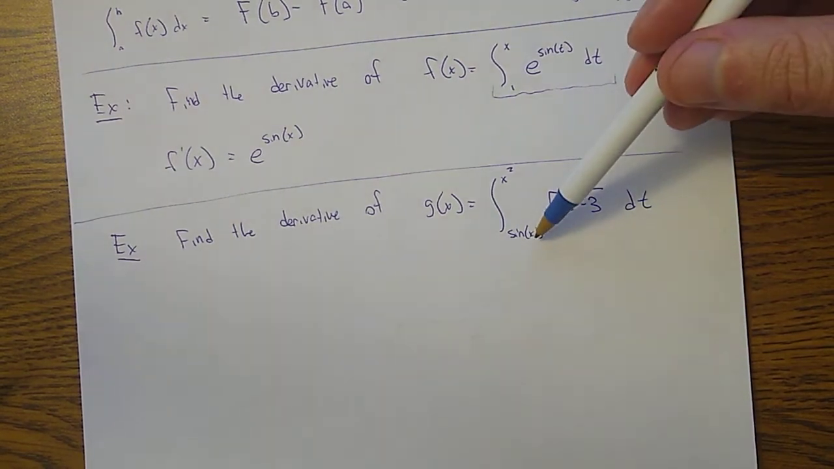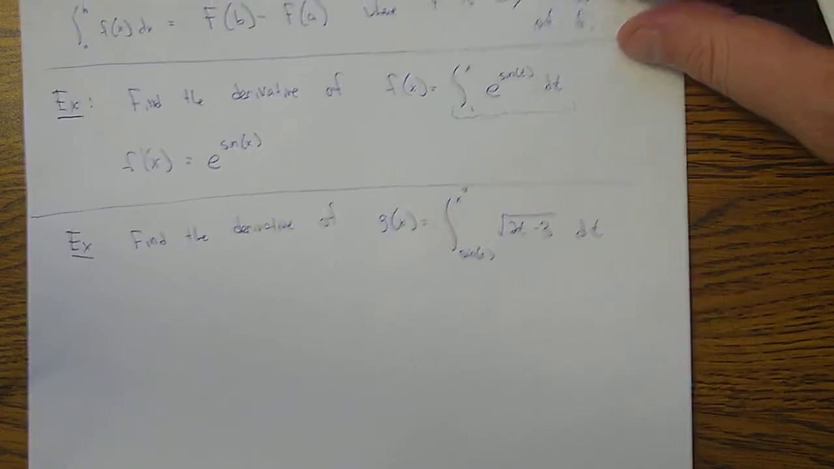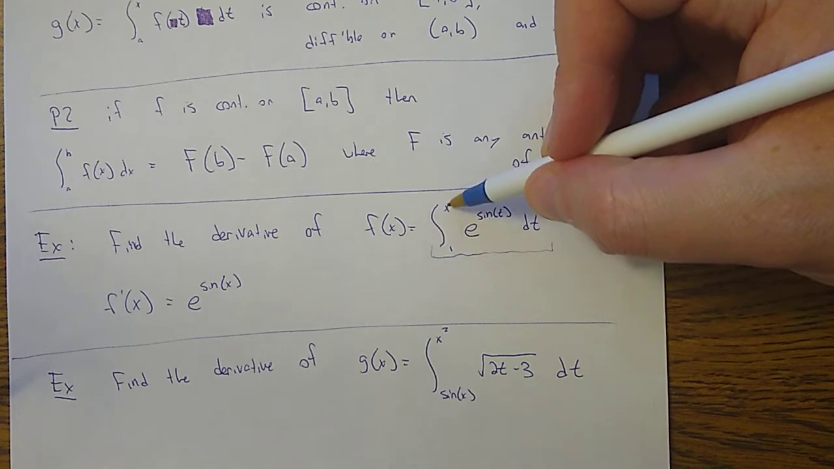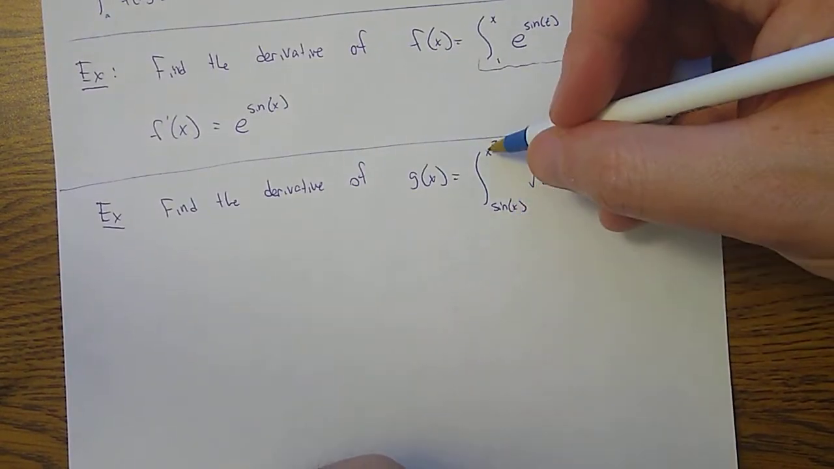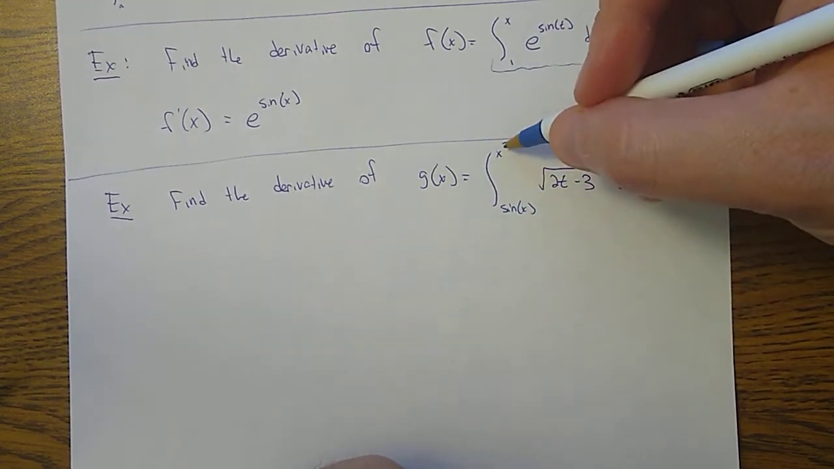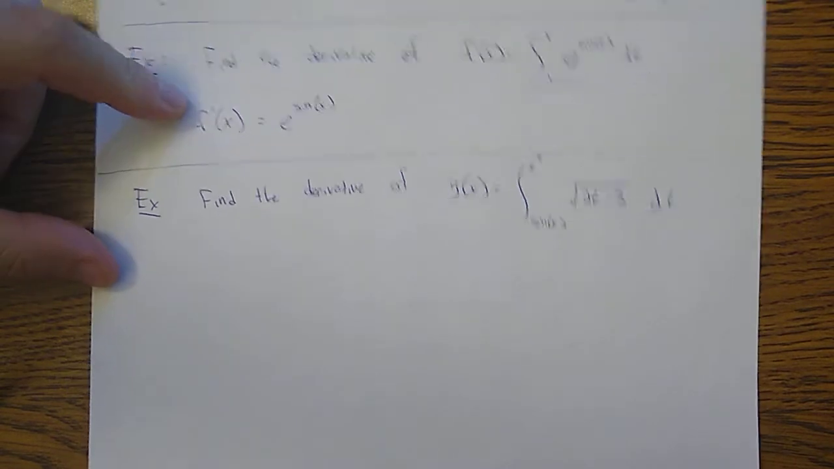Let's do one that is not quite as easy. What makes this more difficult is that instead of just going from a fixed number to x, now this and this are both functions of x, and the top one isn't just x, it's x squared. So here's how I would suggest we do that one. We're going to combine parts 1 and 2 of the fundamental theorem of calculus.